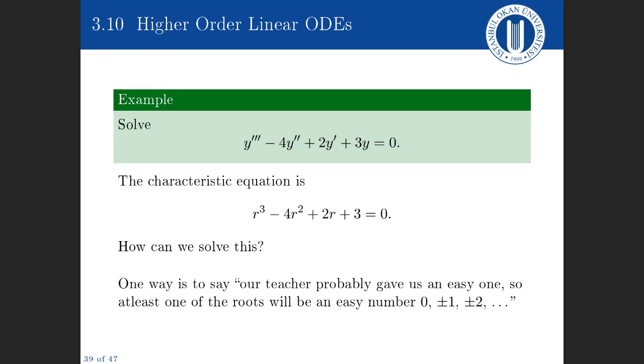Well, one way, and perhaps the easiest way if you were given an exam question like this, is to think our teacher probably gave us an easier one. So at least one of the roots is going to be one of the easy numbers: 0, plus 1, minus 1, plus 2, minus 2, plus 3, minus 3, plus 4, minus 4, etc. Probably one of these easy numbers is going to be a root.